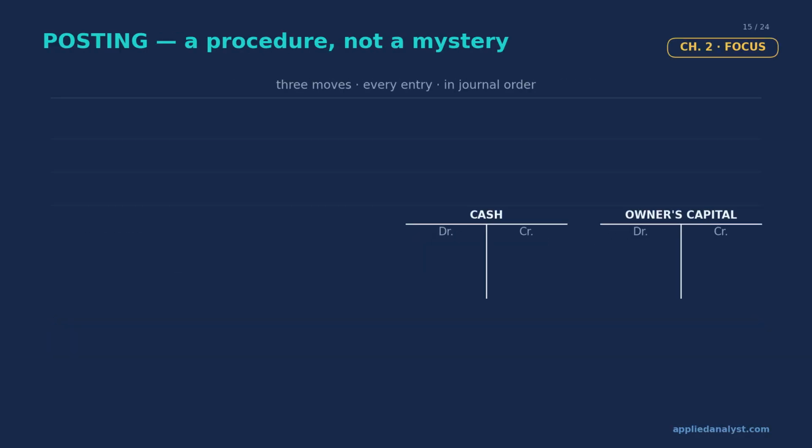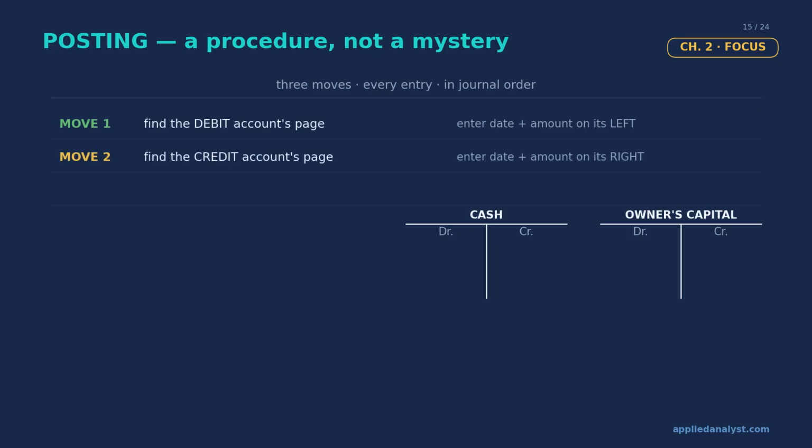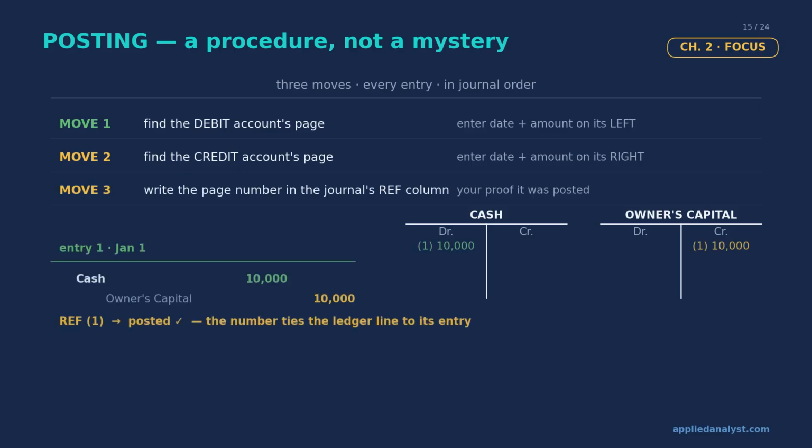Now posting, a procedure, not a mystery. 3 moves every single time. Move 1. Find the account on the journal's debit line and enter the date and amount on the left of its page. Move 2. Find the credit line's account and enter it on the right of its page. Move 3. Write the ledger page number back in the journal's reference column, which is how you prove it was posted.